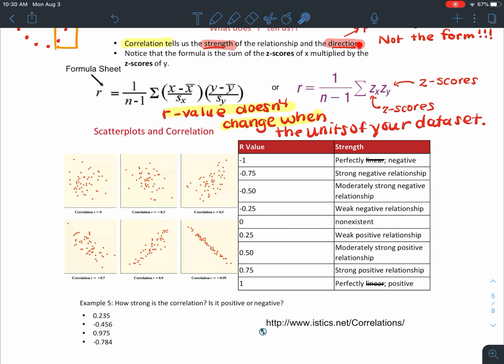So notice here we are only using a strength word, and then we're also using a word for the direction, which would be negative, of course, if the R value is negative, and positive if the R values are positive. Typically, we say that it's strong when it's between 0.75 and 1. Moderately strong, maybe between 0.75 and 0.5, and then we start getting weak, and then obviously 0 is non-existent.